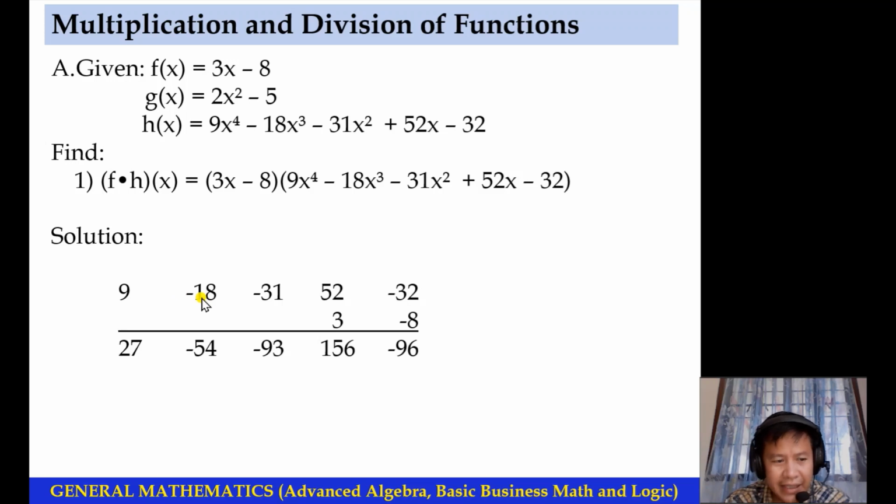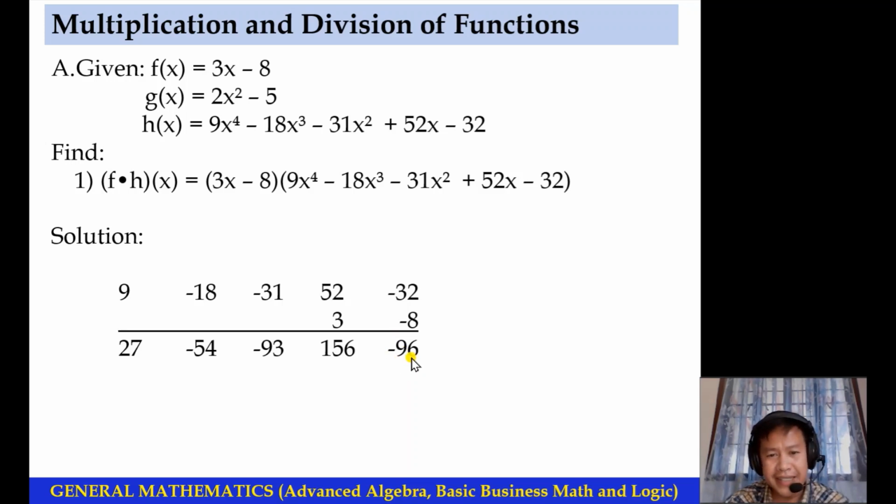Then 3 times negative 18, 3 times 18, and this is negative 54. Did you understand, students? Then 3 times negative 31 is equal to negative 93. Did you understand, students? Okay, 3 times 52 is equal to 156. Then 3 times negative 32, 3 times 32 is equal to negative 96.